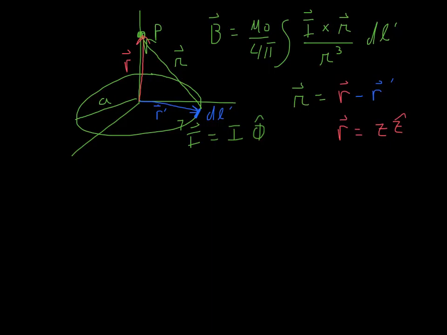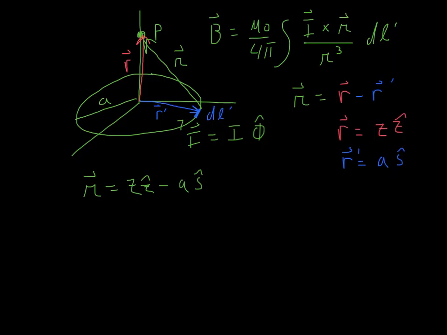And then the r prime vector is just going to be, we're a distance a out. When we integrate around here, we're not going any more than a. So this one is just going to be confined to a s hat. And so let's move it over here. Our script vector is just going to be equal to z hat minus a s hat.